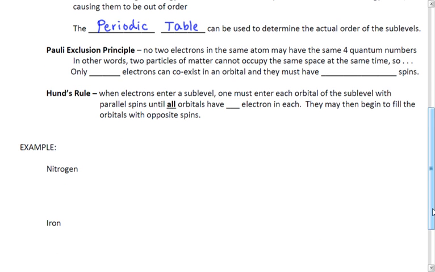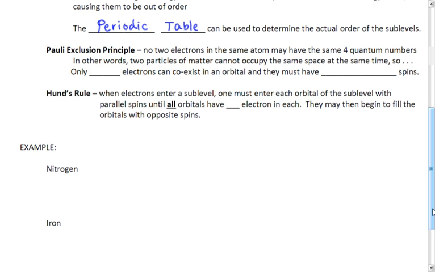Okay, our second rule is the Pauli exclusion principle. It's named after a scientist whose last name was Pauli, and he basically said what we talked about on Friday. No 2 electrons can fit in the same orbital, the same space, at the same time. So we're going to have how many electrons in an orbital? 2 of them can fit there if what is true about their spins? They have to have opposite spins.